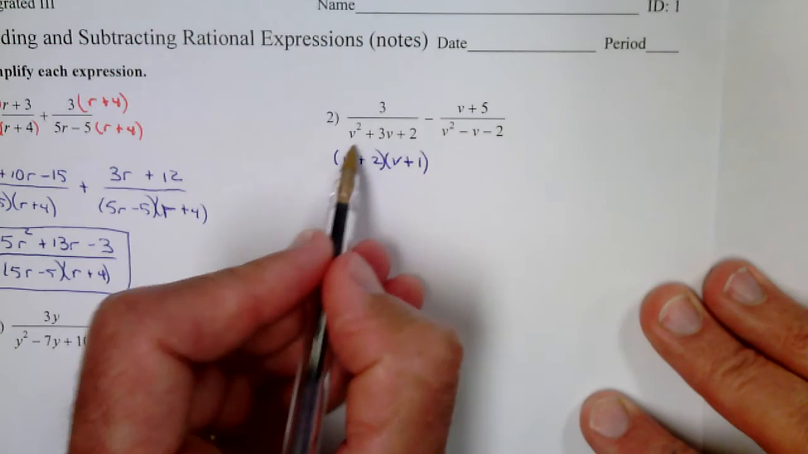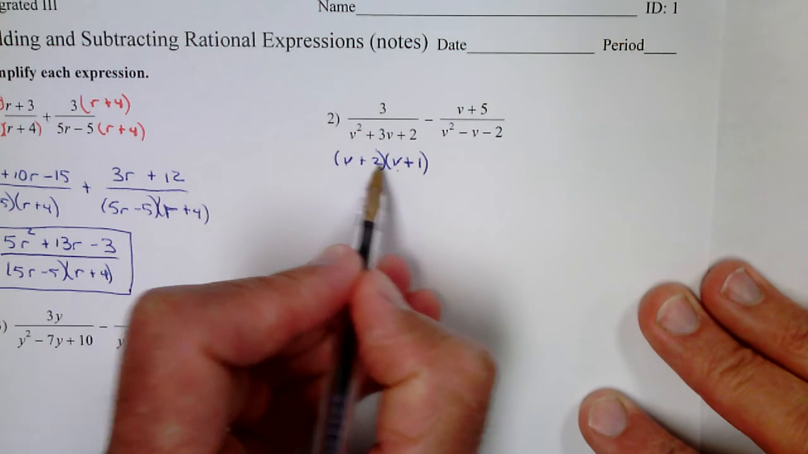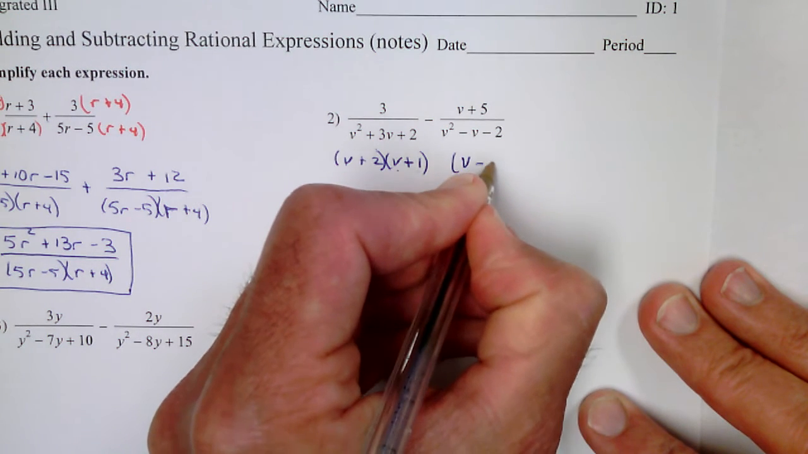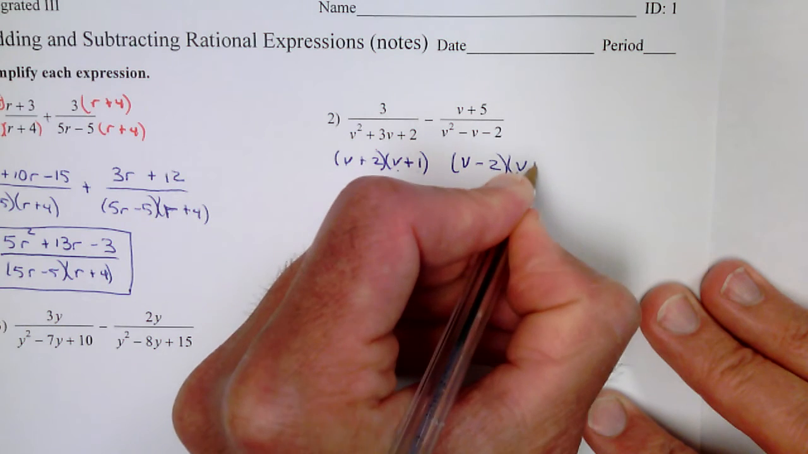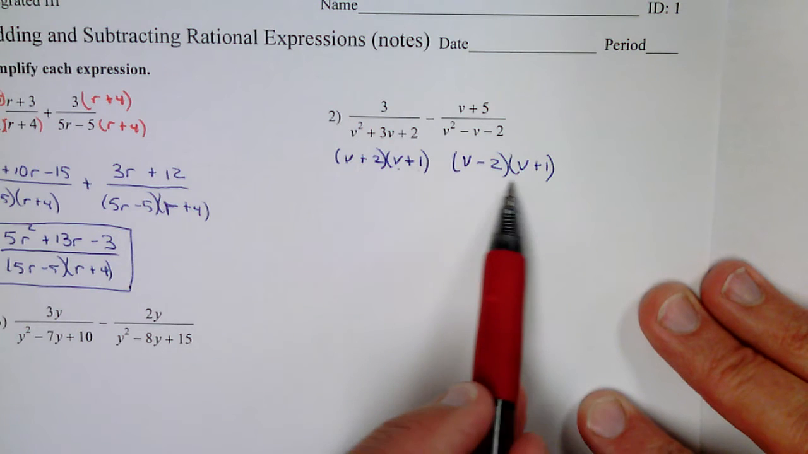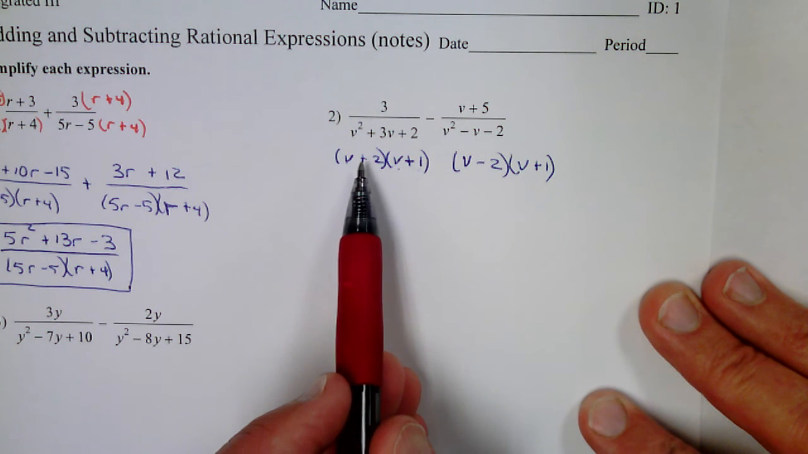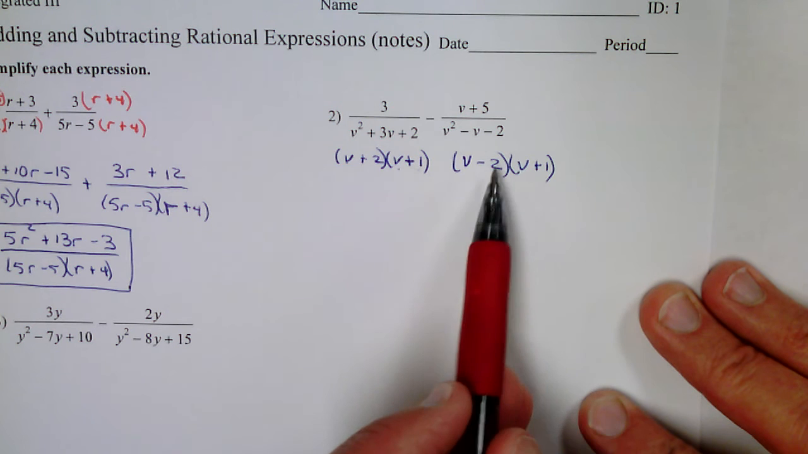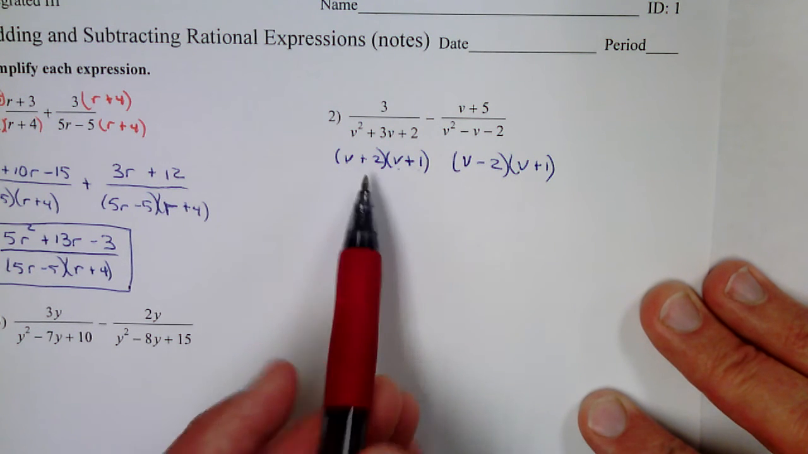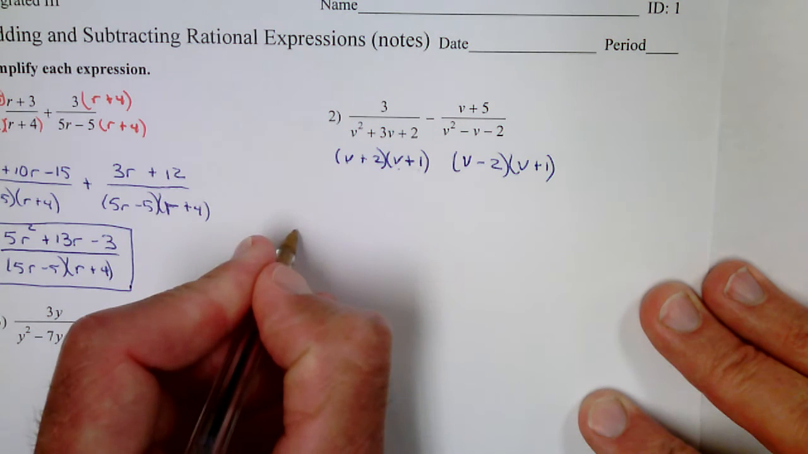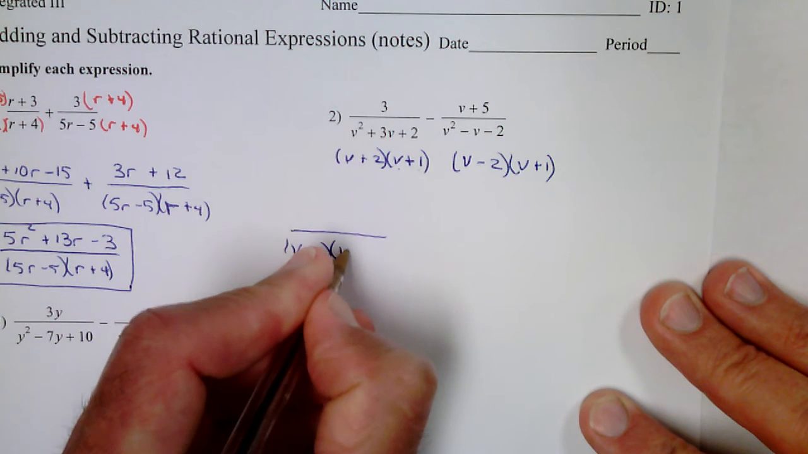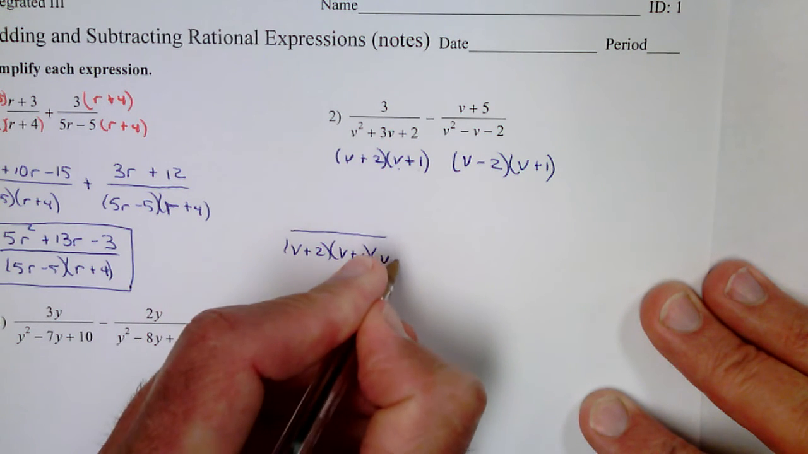So the first denominator here factors to v squared, v plus 2 and v plus 1. And the second over here is v minus 2 and v plus 1. By factoring, you can see that we have saved ourselves a little bit of work here because I have a v plus 2, a v minus 1, a v minus 2, and a v plus 1. So when you look at all three of those, your common denominator is going to be whatever's in all three. So I have a v plus 2, a v plus 1, and a v minus 2.